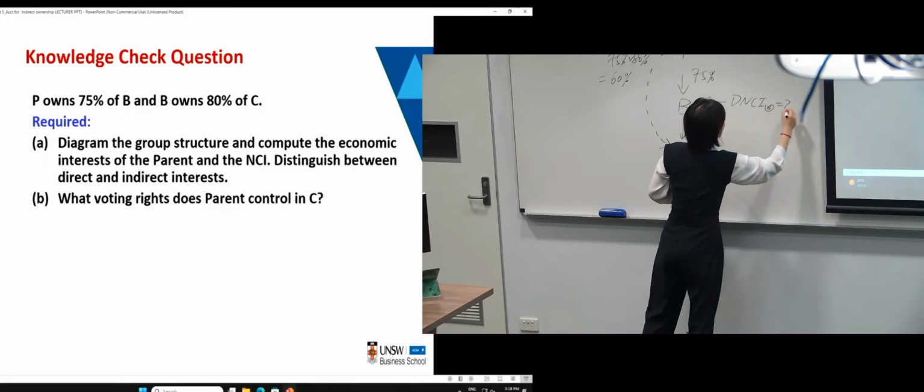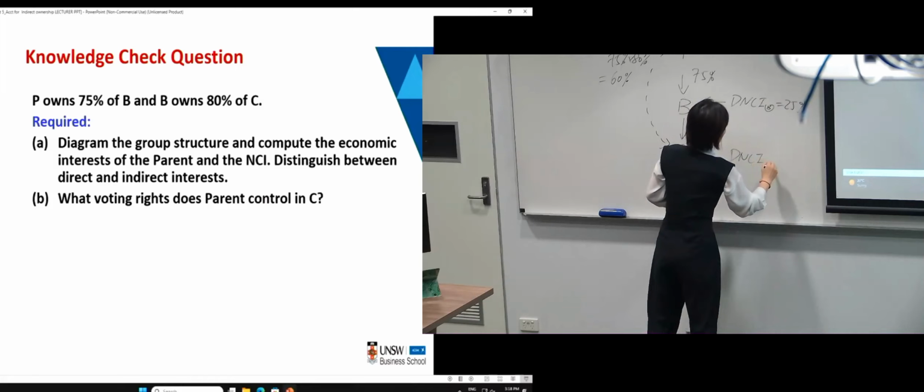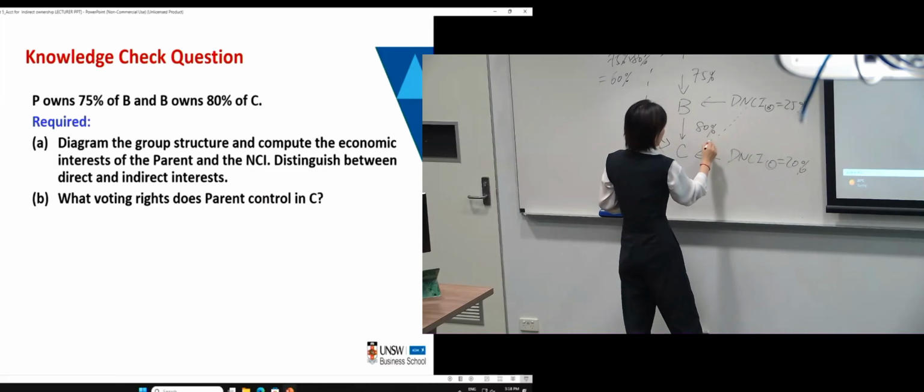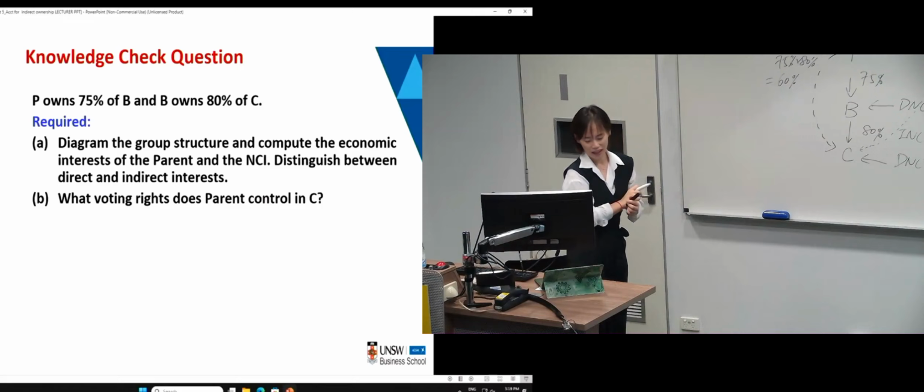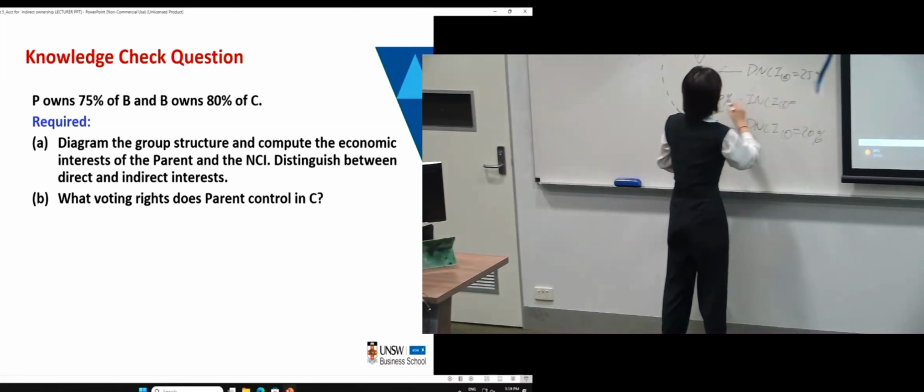20%. DNCI in C is 20%. Now, you have INCI, right? Because this party has an indirect non-controlling interest. So INCI in C is equal to, what is the INCI interest? 25 multiplied by 80, which is 20%.